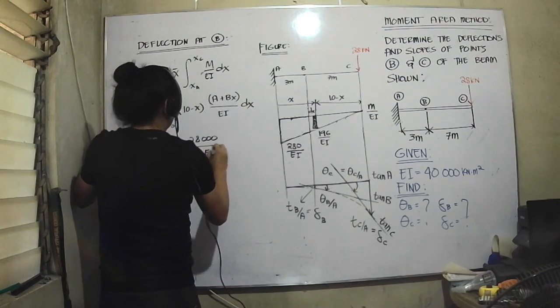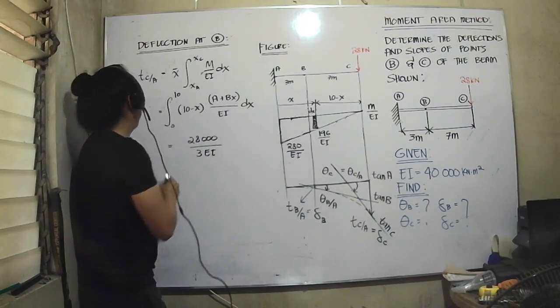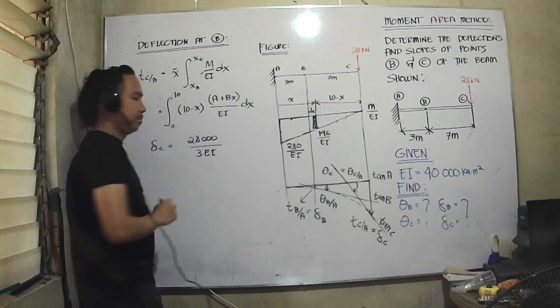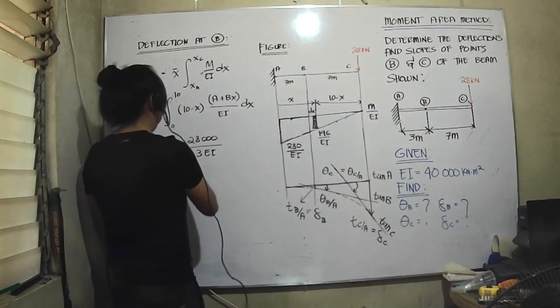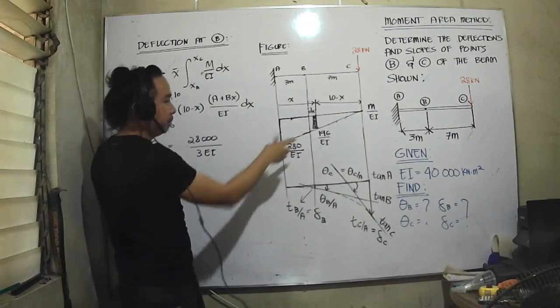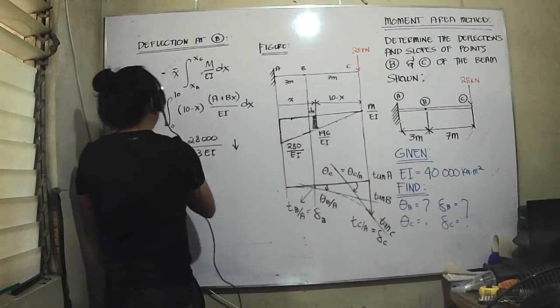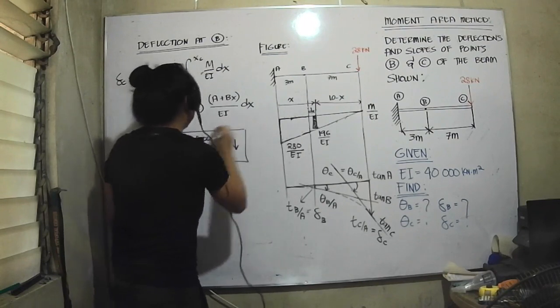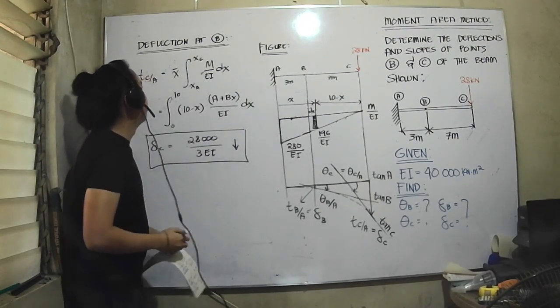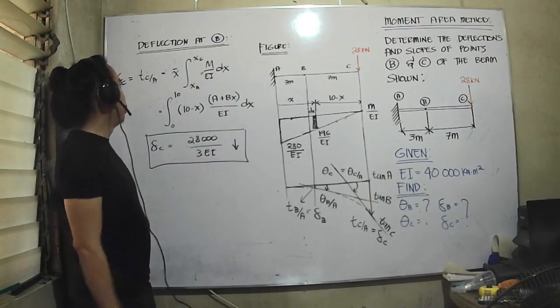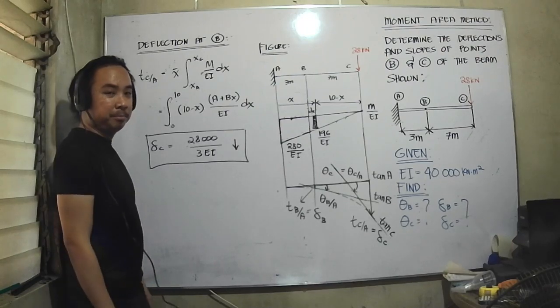Duda ko marag negative na siya. Negative kana, but if this is negative, it's quite obvious sa tanan na itong figure that this is just going down lang, ba? So natay deflection at B. Okay?